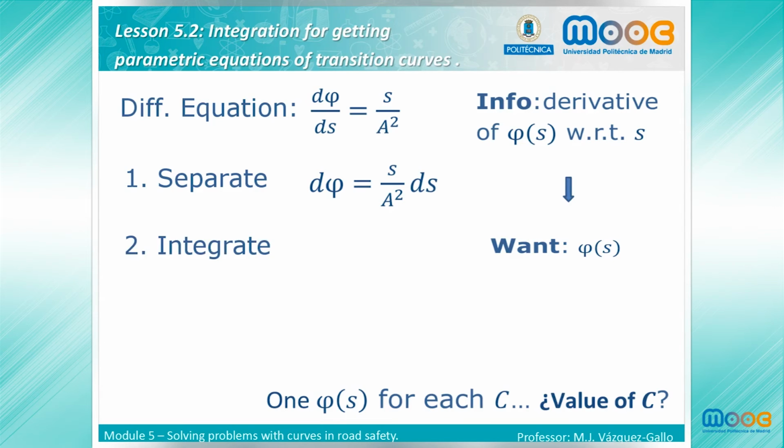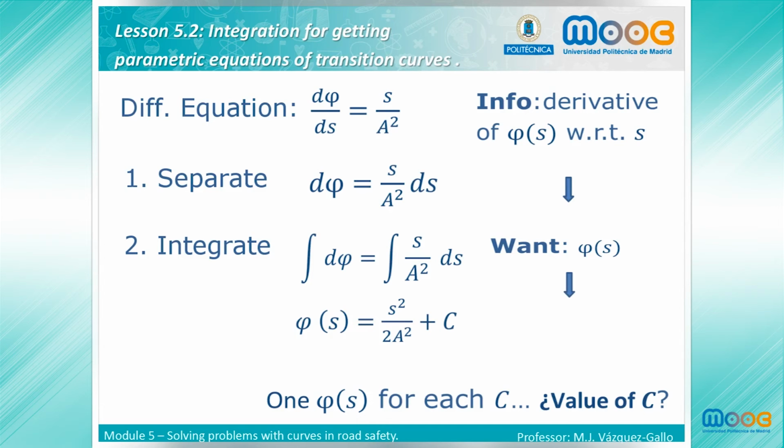Now we integrate with respect to arc length s, so the angle function phi of s will be equal to 1 over a squared times the integral of s, which we know is s squared over 2 plus a constant. This gives us a different solution for every number c, so we got a whole family of solutions, which is the typical situation when solving a differential equation.